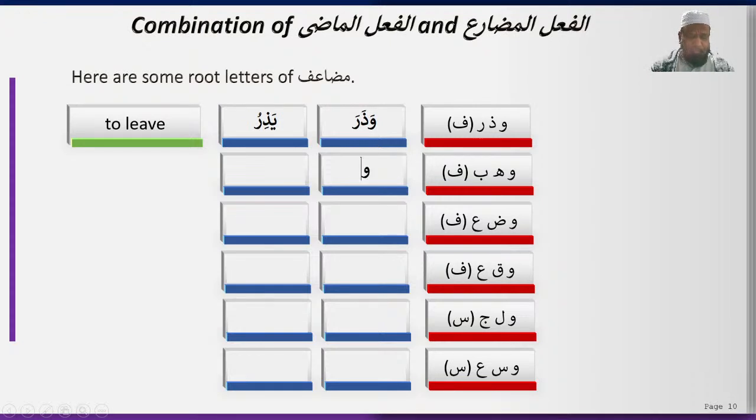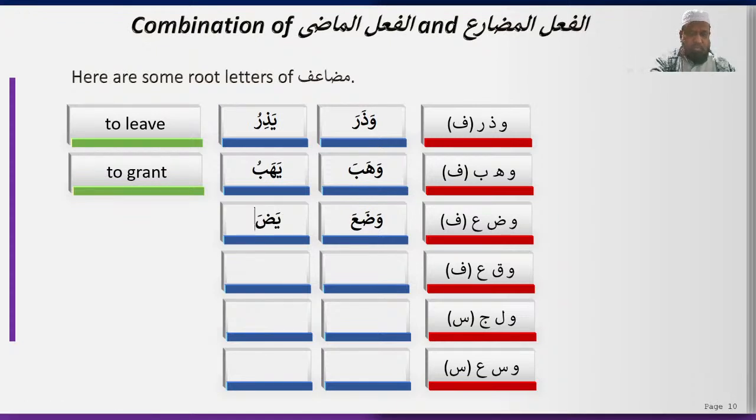Next, waw ha ba. Wahaba from Bab Fataha. Yahabu. Wahaba yahabu, to grant. وَيَهَبُ لِمَنْ يَشَاءُ, and he gives whomever he wants. And waw dad ayn, wada'a, yada'u. Wada'a yada'u. Fataha, to put.